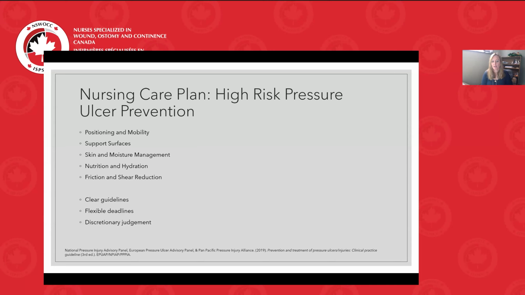We want to look at flexible deadlines, meaning that we are reassessing our patients frequently, that we're not rigid. So we don't say there's going to be improvement in their pressure injury in 2 days. We need to keep that open-ended, not being so rigid or so stuck in our deadlines. And then we need to use our discretionary judgment too, meaning that we're changing our care plan based on changes of the patient, based on changes in the wound or pressure injury also.